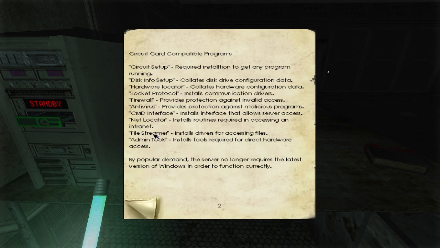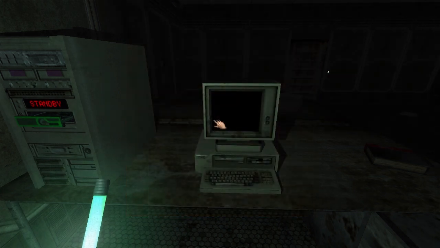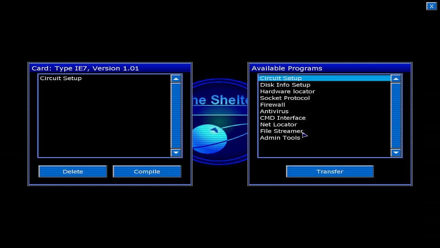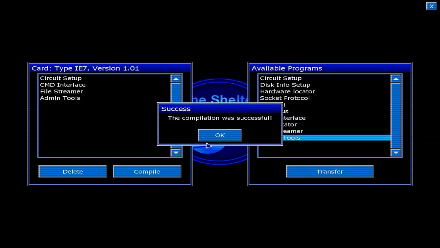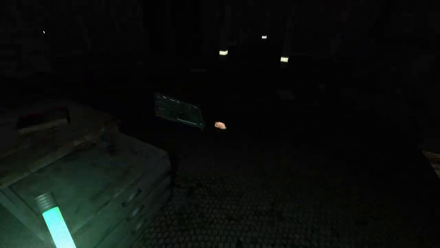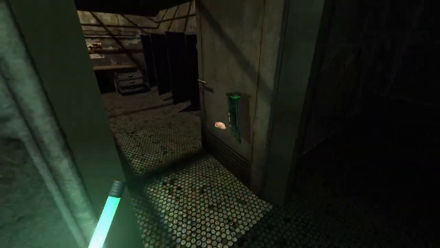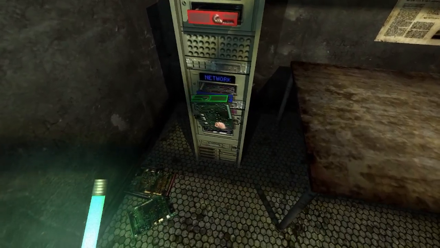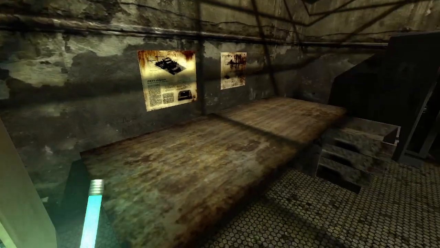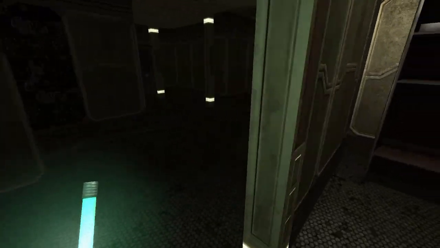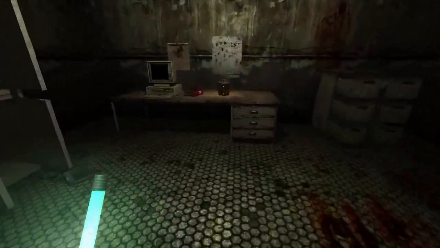admin, file streamer, CMD, I think. CMD, file, admin. CMD, file, admin. Done with it. Okay, that should have powered everything back on. So we can't get to the computer here with.